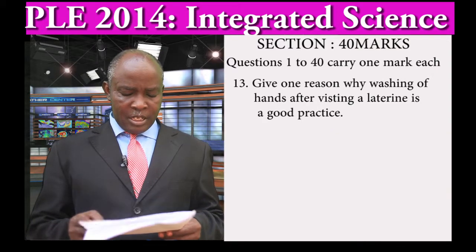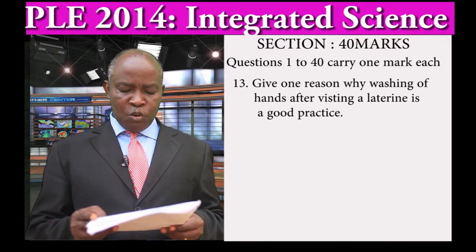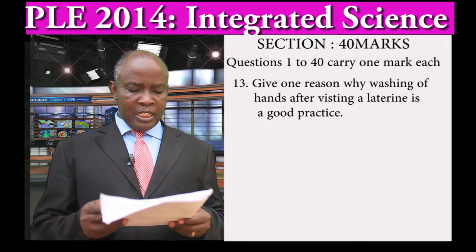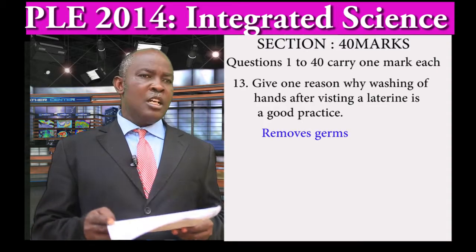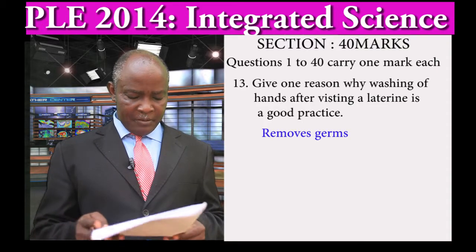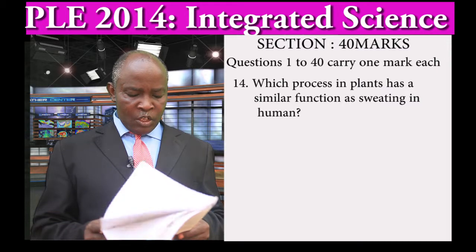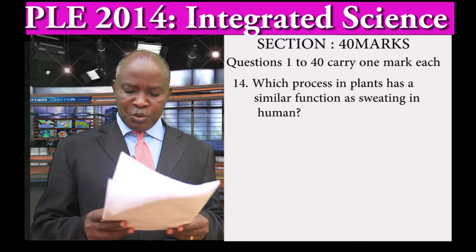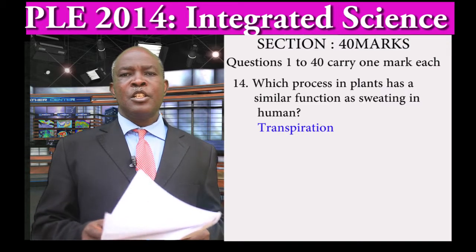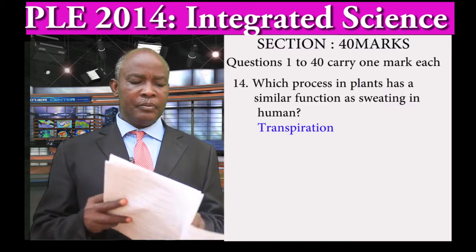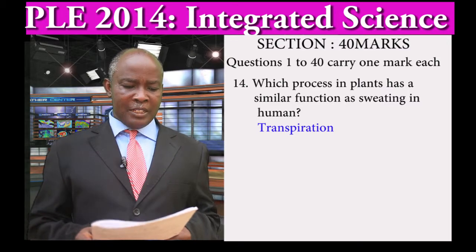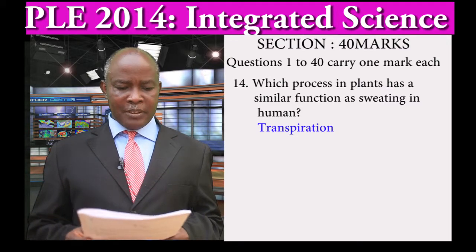Number 13. Give one reason why washing of hands after visiting a latrine is a good practice. Removes germs. Number 14. Which process in plants has a similar function as sweating in humans? Transpiration. Transpiration is the loss of water by the plant through the stomata.